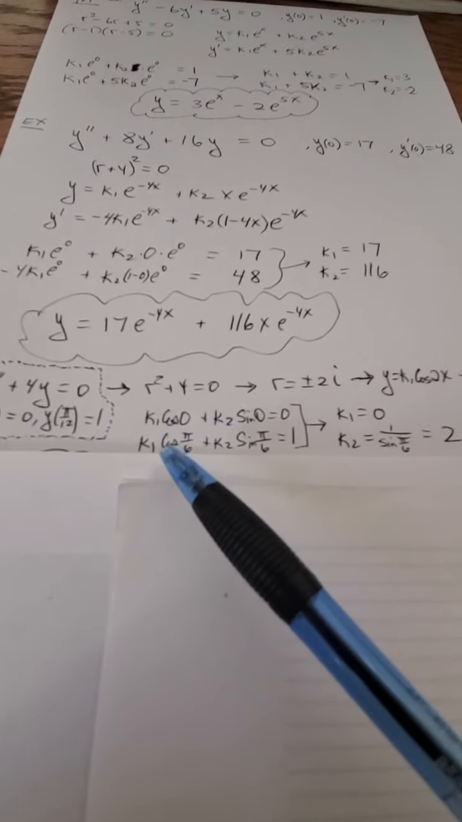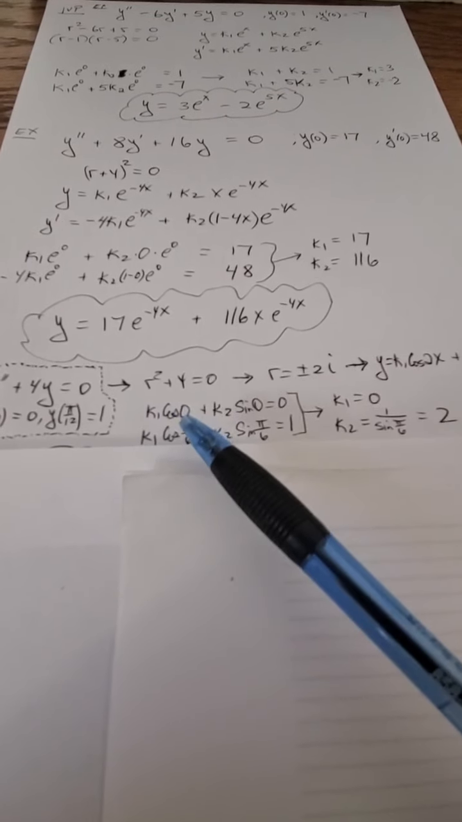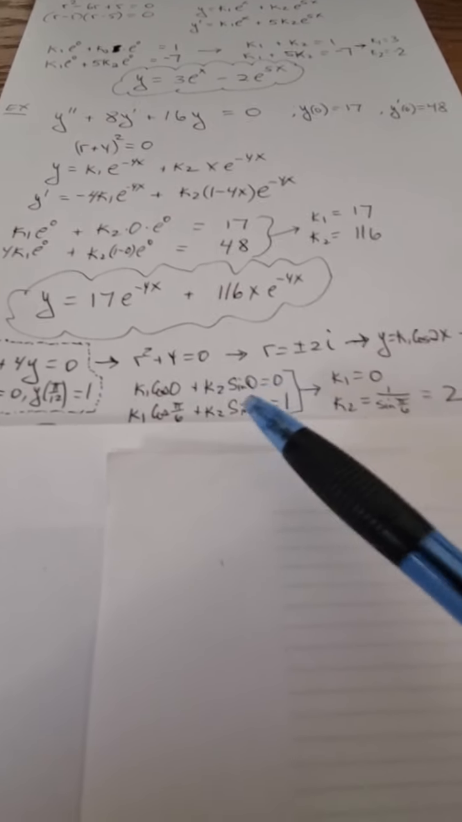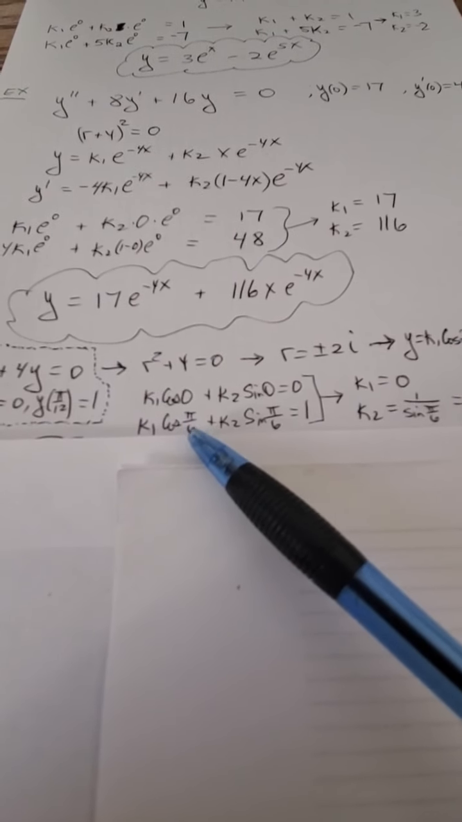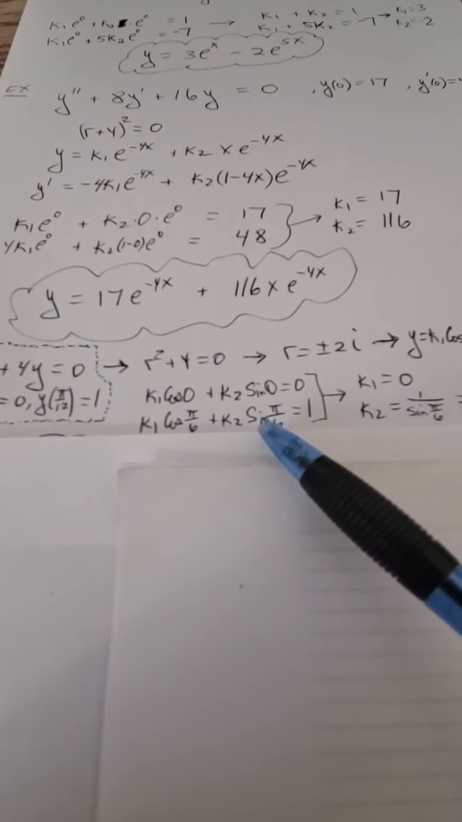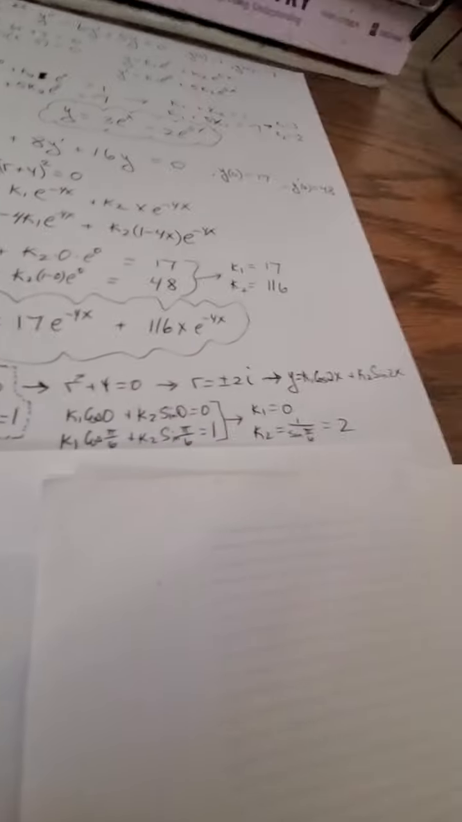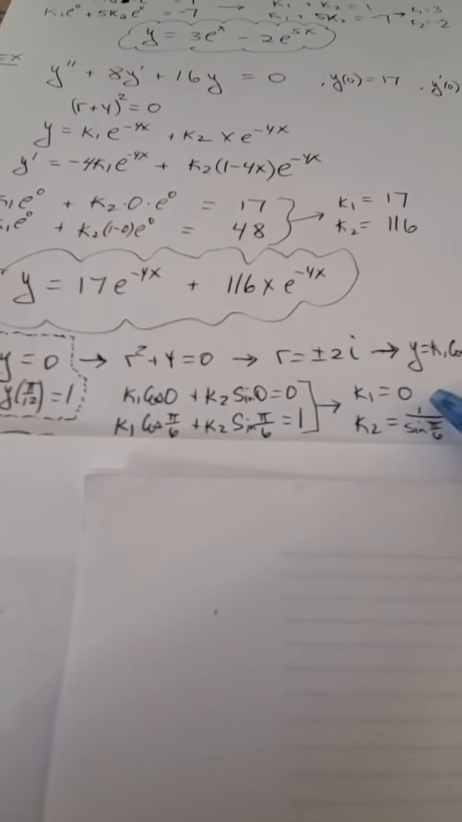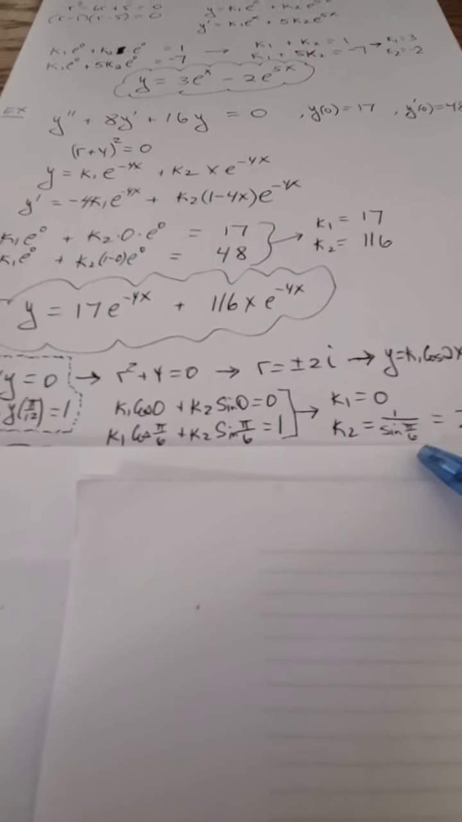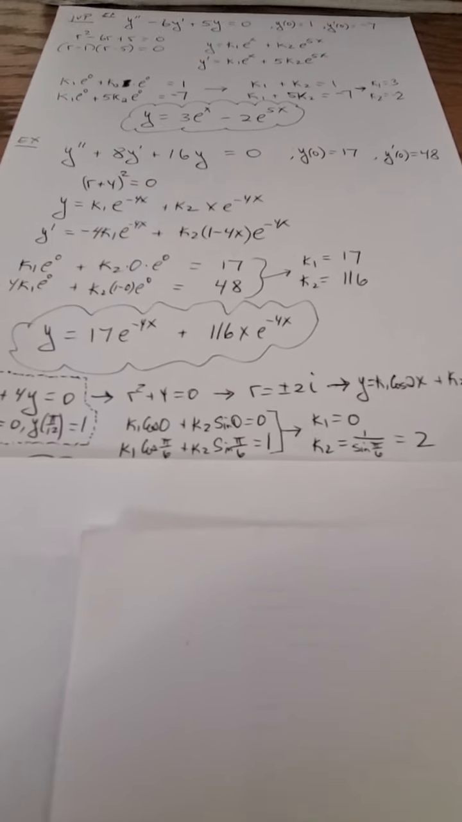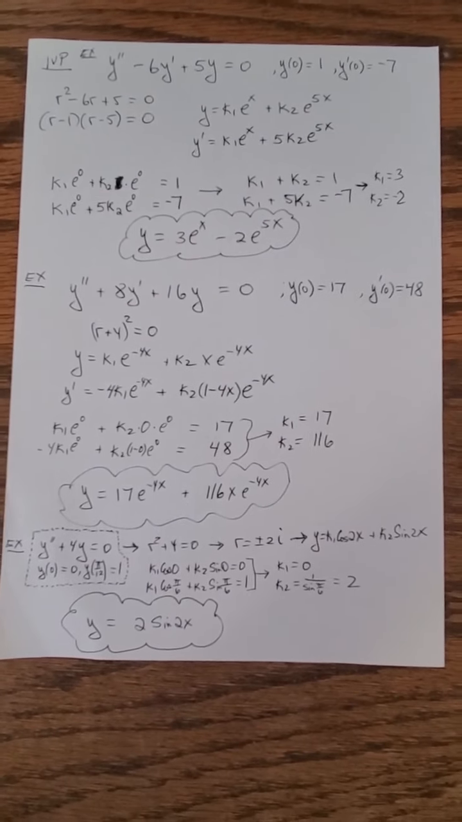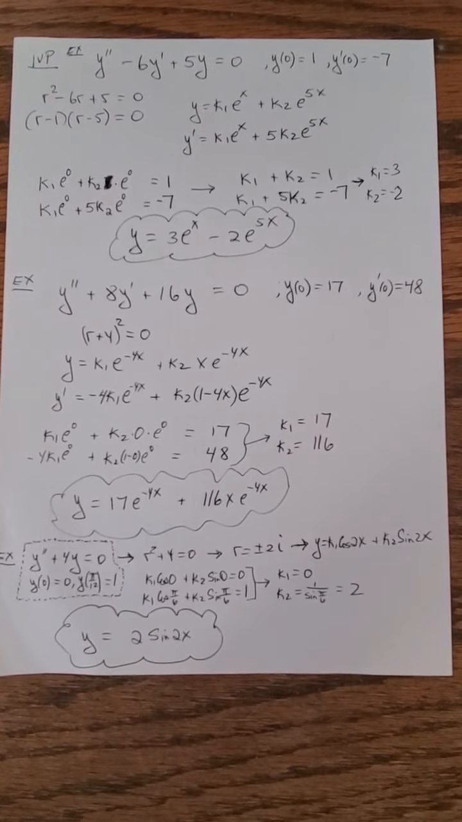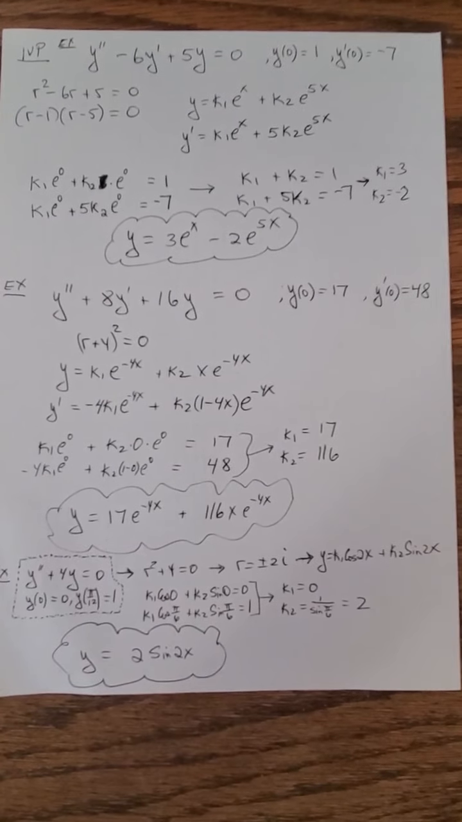So when I put in y of 0 equals 0, I get k1 cosine 0 plus k2 sine 0 equals 0. When I put in y of pi over 12 equals 1, I get k1 cosine pi over 6, because it was 2x, and k2 sine pi over 6, because it wasn't sine x, it was sine of 2x. Anyway, this very simply leads to k1 equals 0, k2 equals 1 over sine pi over 6, which is just equal to 2. So my final answer is going to be y equals 2 sine 2x, and this is the whole problem, and it all works. I'm going to take a snapshot of this and put it into our little folder.